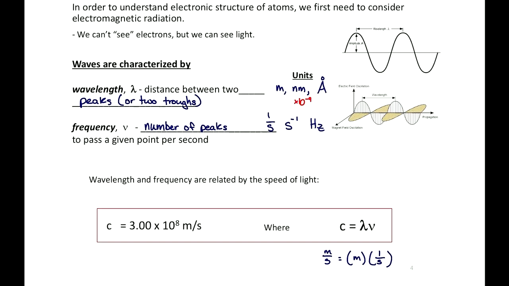And then oftentimes, because wavelength is really small, angstrom is used too. So this is another common small unit. This is times 10 to the negative 10. All right, so that's wavelengths of our light.